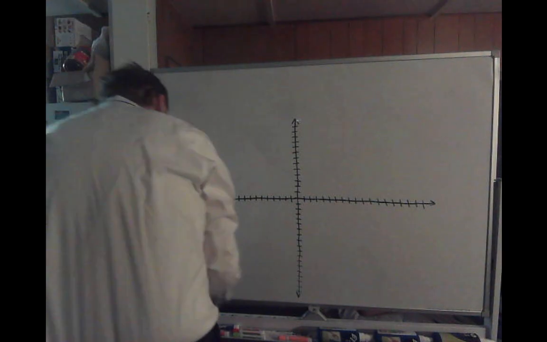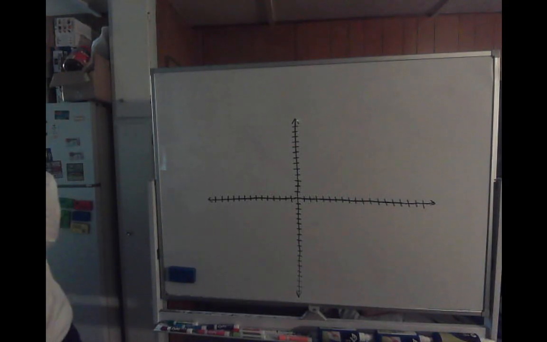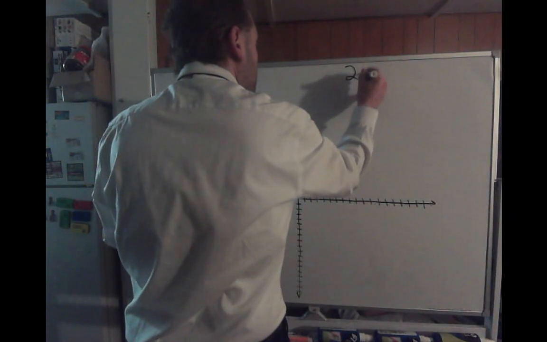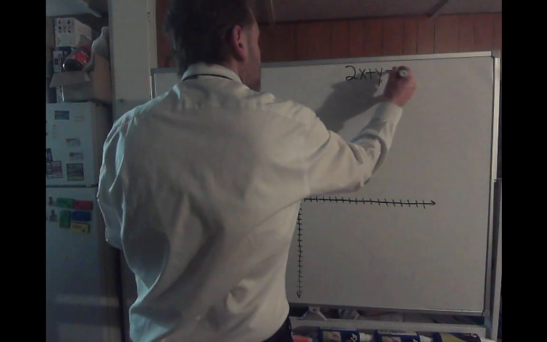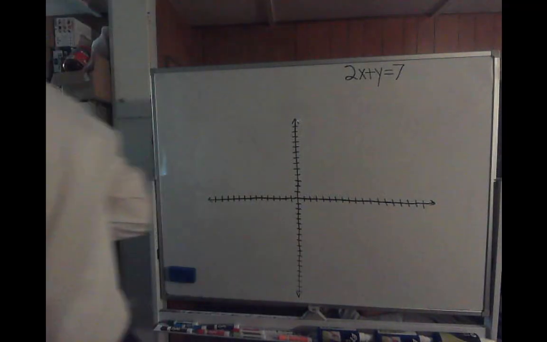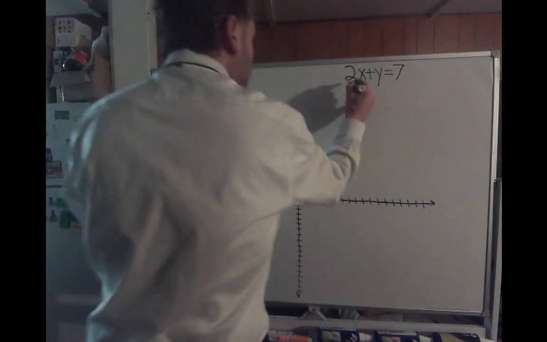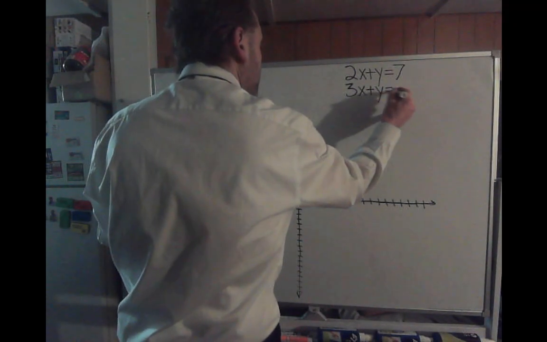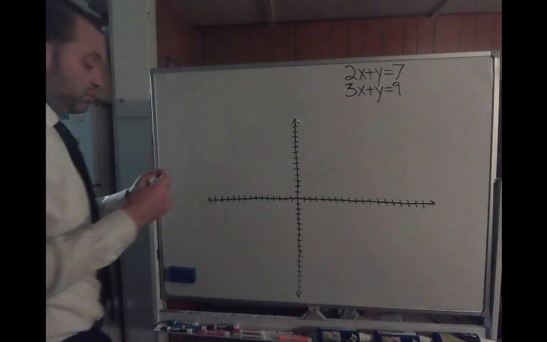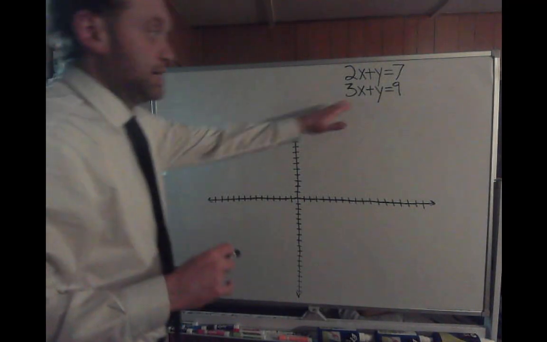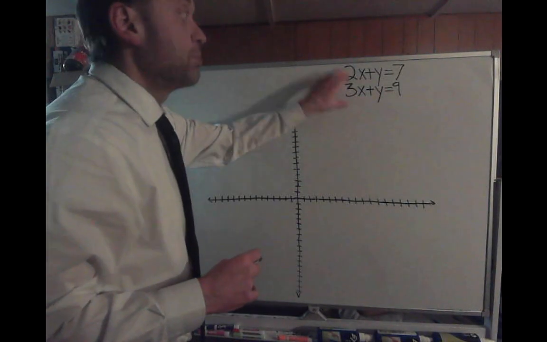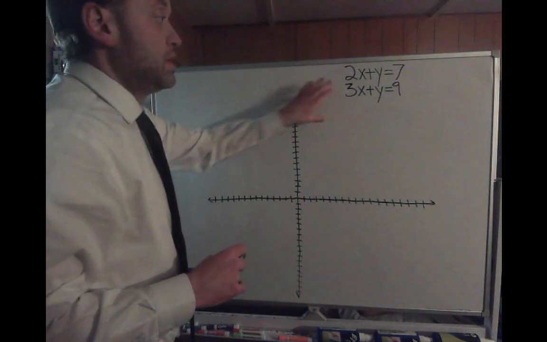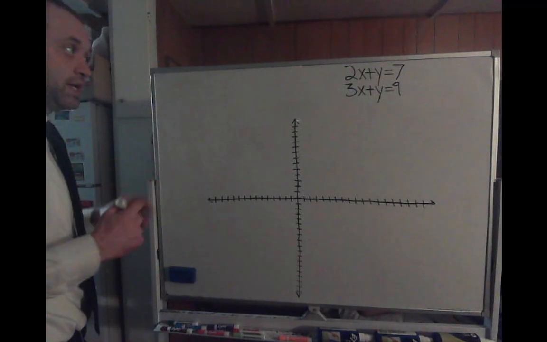So let's see here. Let's say we got the next system to be 2x plus y equals 7. Then we have 3x plus y equals 9. So of course we're going to graph these two lines, and we're also going to label their point of intersection because they are going to intersect.